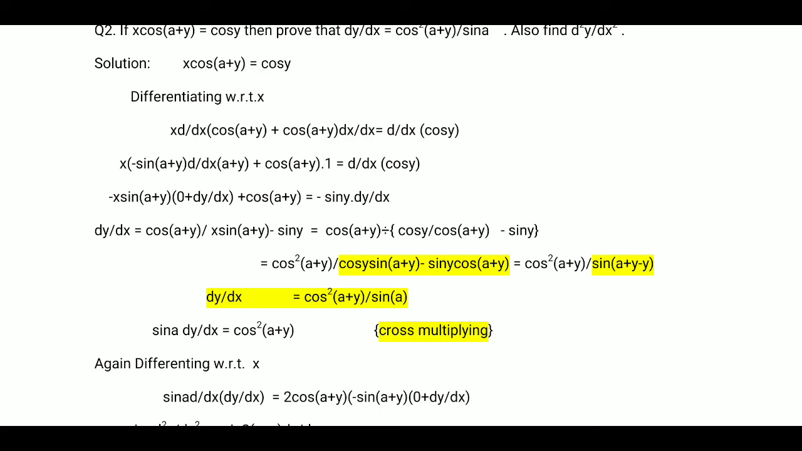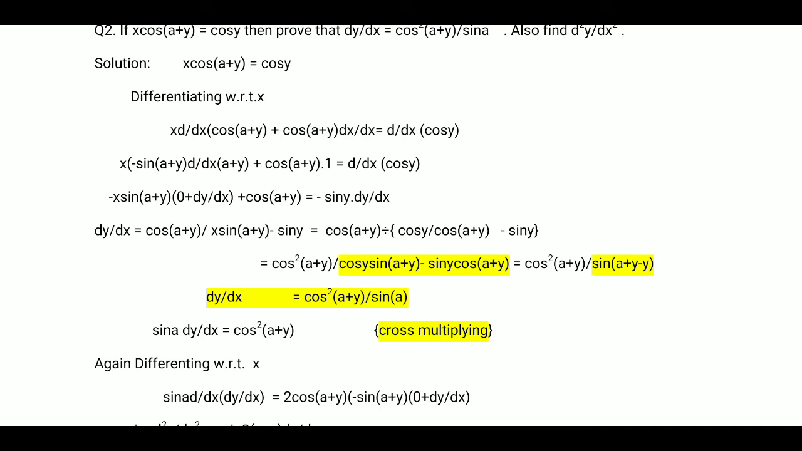Now after taking the LCM, it becomes cos square(a plus y) upon [cos y into sin(a plus y) minus sin y into cos(a plus y)], which is equal to cos square(a plus y) upon sin(a plus y minus y). This is the formula for sin(a minus b). So dy upon dx is equal to cos square(a plus y) upon sin a, as y cancels out. Thus we get dy upon dx is equal to cos square(a plus y) upon sin a.